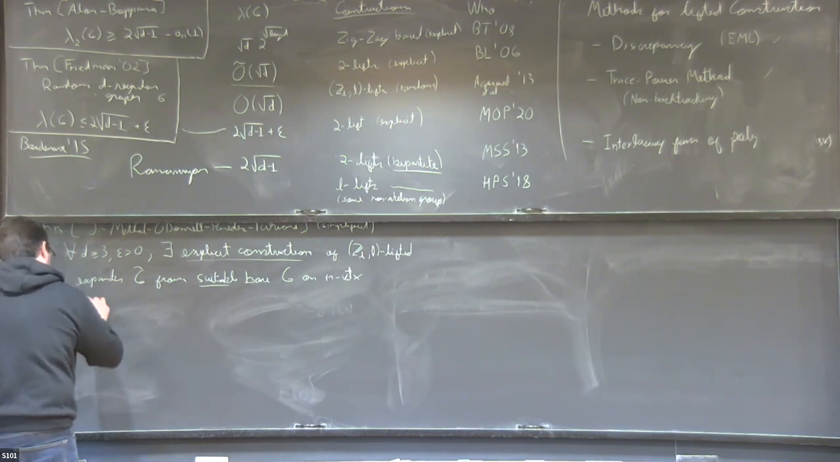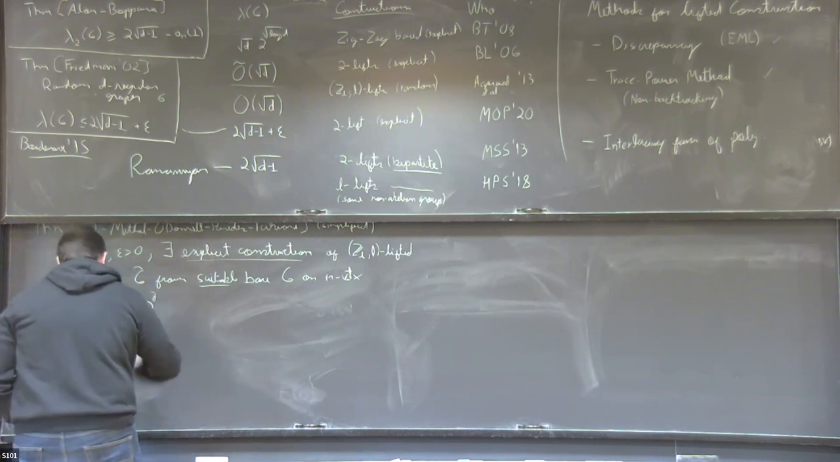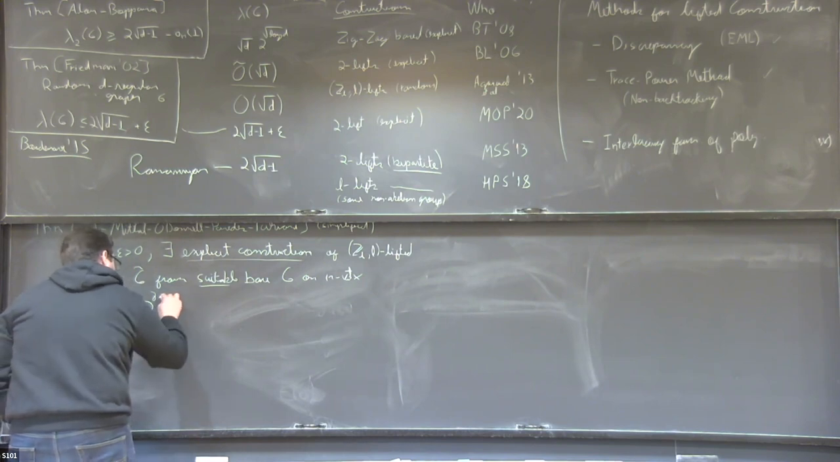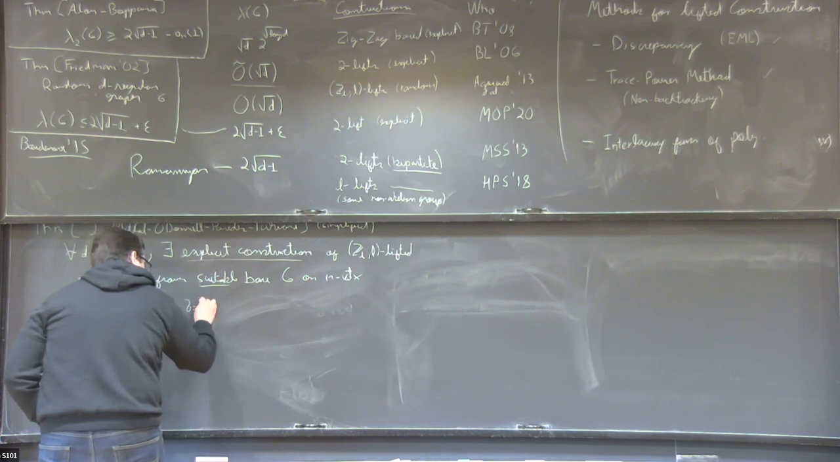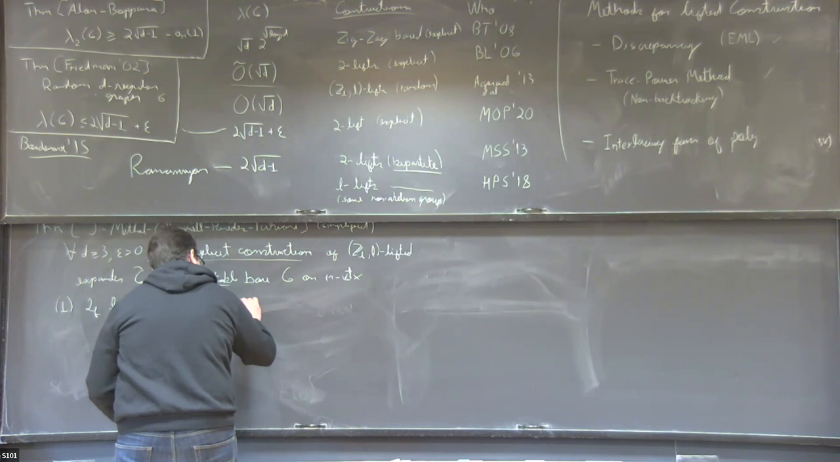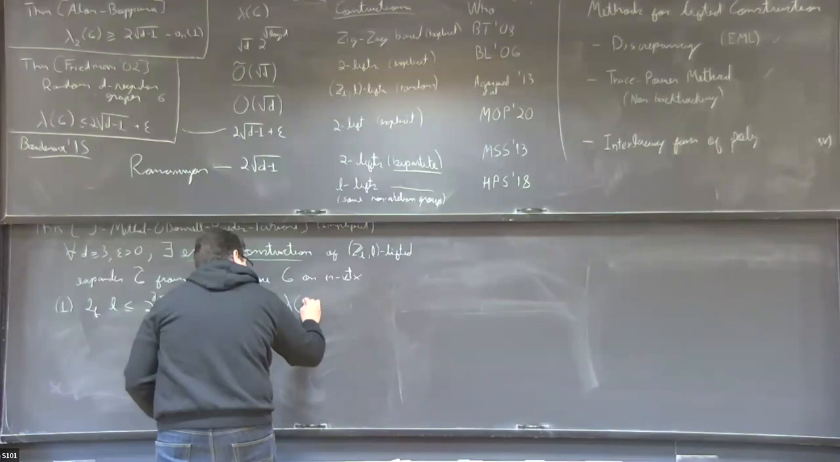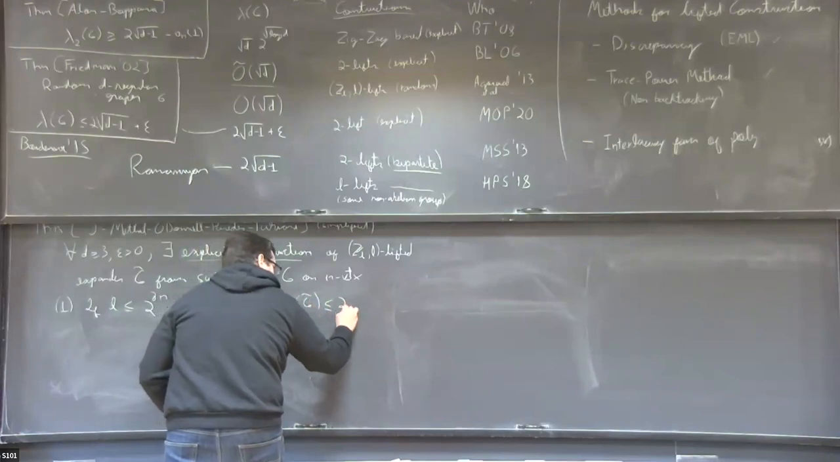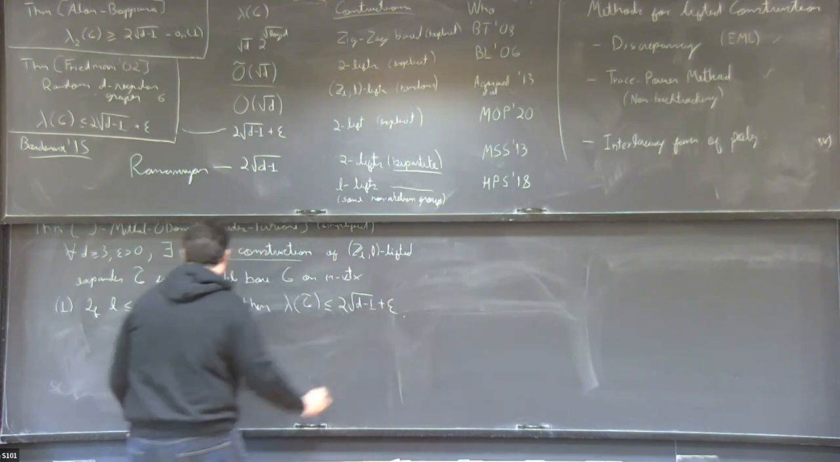Let me write the first one. If the lift size is large, but not too large, it's 2 to some delta here. And delta, unfortunately, is going to be a function that vanishes as the degree gets larger and as epsilon gets smaller. Then you can get the expansion to be like in Friedman's plus epsilon. So that's the first regime.